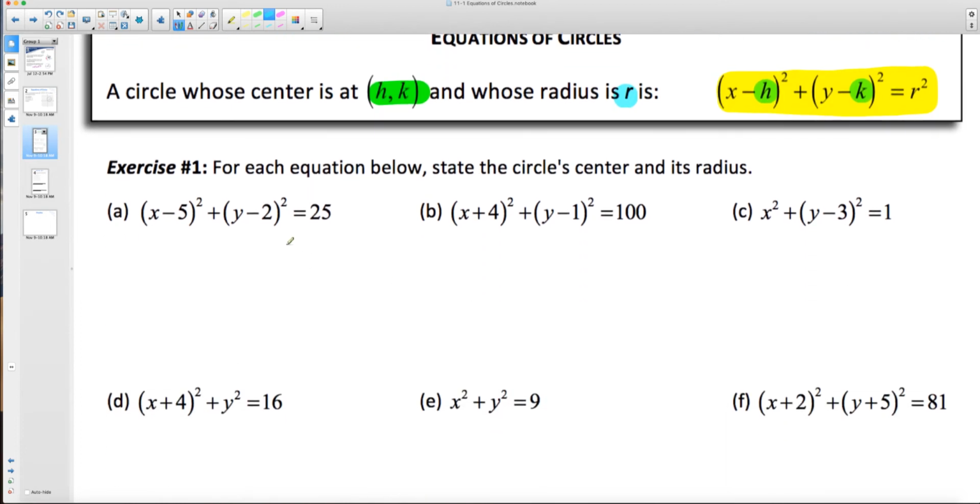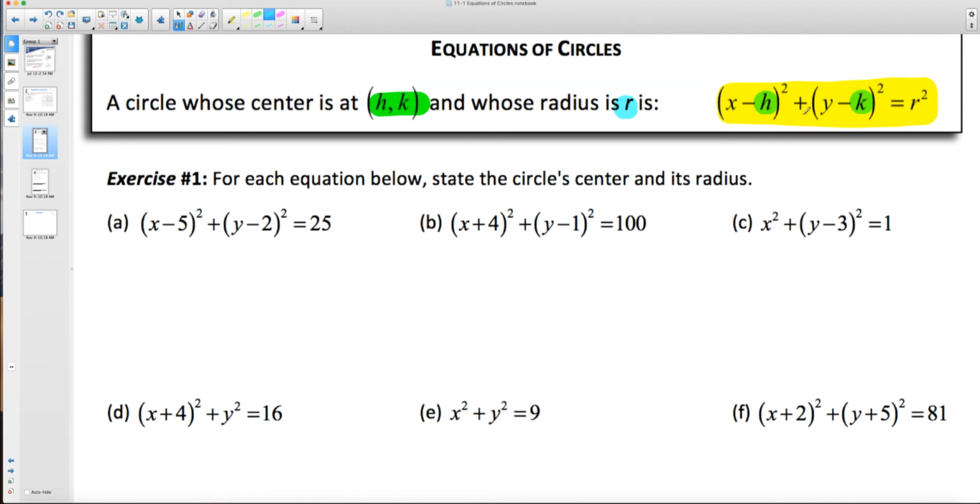So for all of these here, a through f, we have equations of circles. They're all in that form of (x minus h) squared plus (y minus k) squared equals r squared, so they're all equations of circles. If you ever have an x squared and a y squared, that is a circle. We want to determine the center and the radius. Okay, so first we have our center. I have to think about what h and k would need to be if I were to put it back into (x minus h) squared plus (y minus k) squared equals r squared.